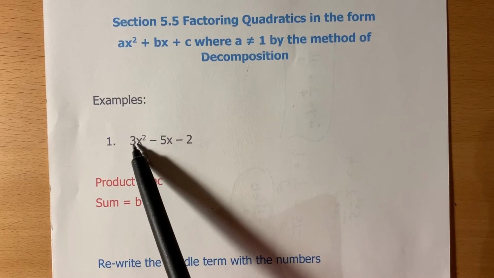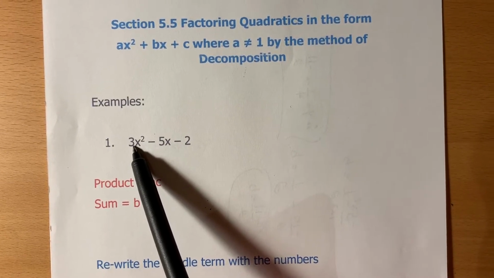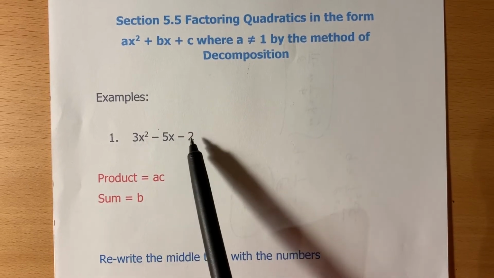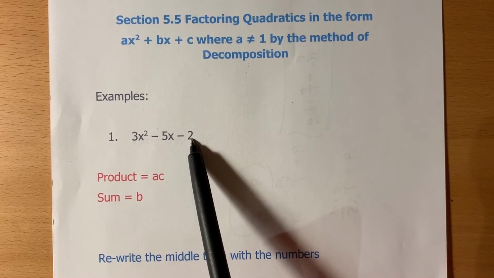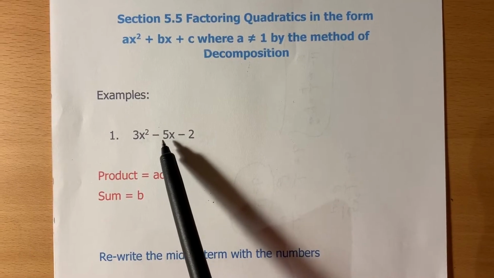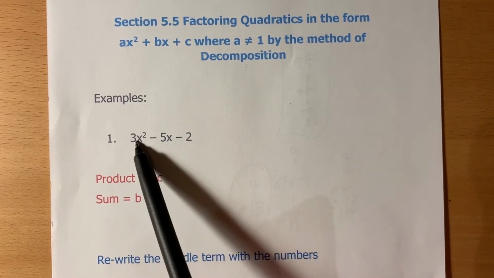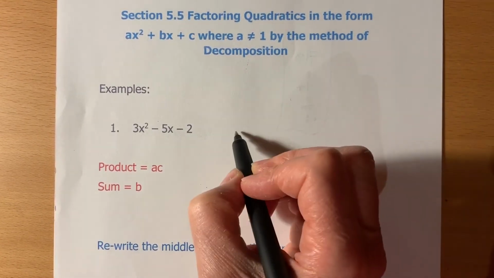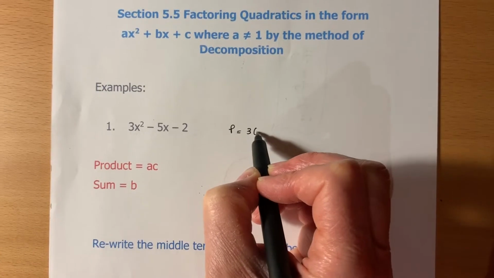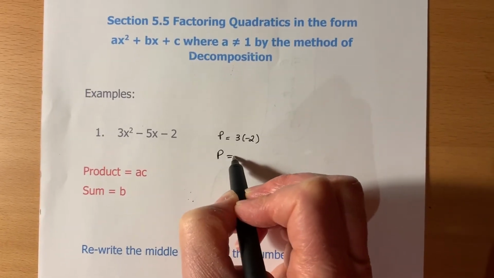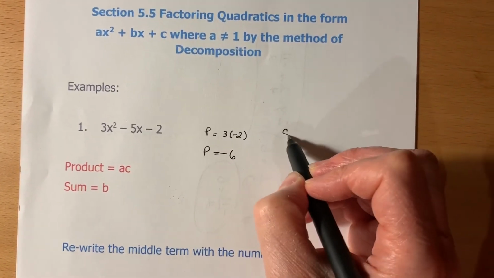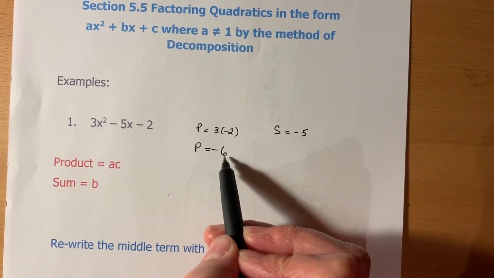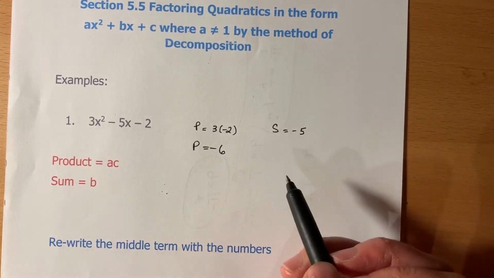Now, because the a value does not equal 1, this time to find the product, we have to take the a value and multiply it by the c value, and the sum will still be the b value. So here, the product is 3 times -2, which is -6, and the sum is still -5. Okay, so now I'm looking for two numbers that multiply to -6, but add to -5.